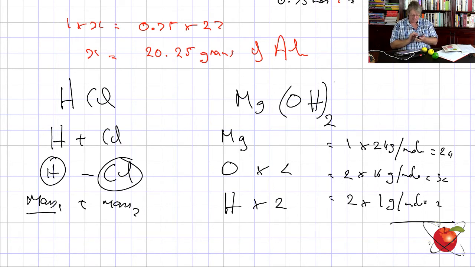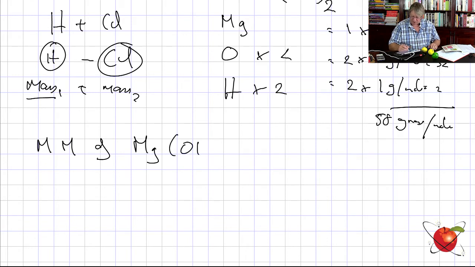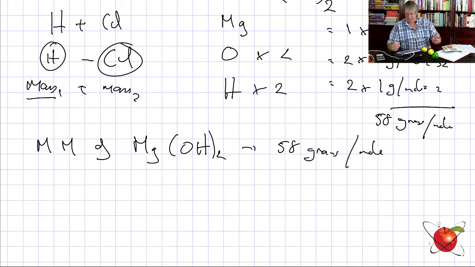Now let's add 24 plus 32 plus 2 equals 58 grams per mole. Therefore, we now know the molar mass of magnesium hydroxide, Mg(OH)2. The molecular mass of that is 58 grams per 1 mole. All right. Let's take sodium. Let's take the sodium carbonate one.